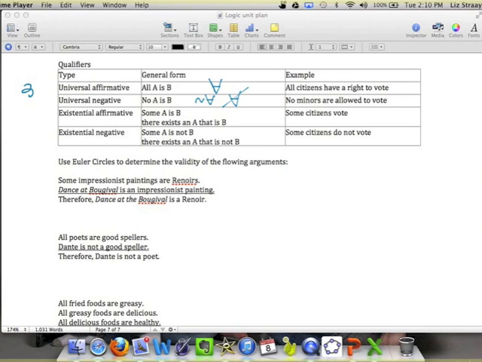Then we have our existential affirmatives and negatives, which mean that some do, some don't. So our symbol for that is a backwards E. It stands for exist. So we could say there exists some. So there exists some citizens that vote. Okay, some people do vote.